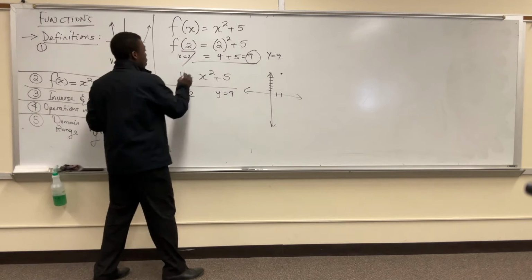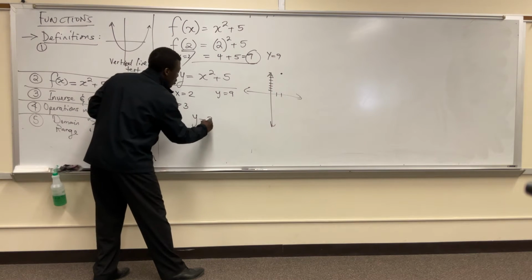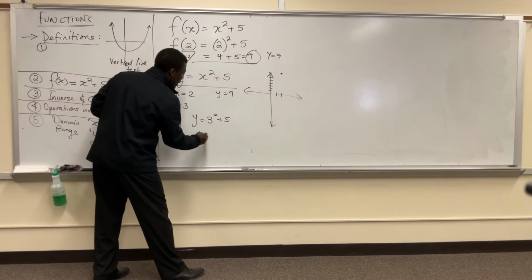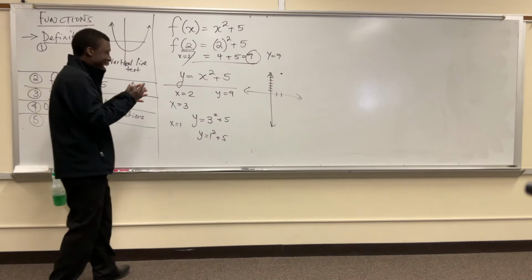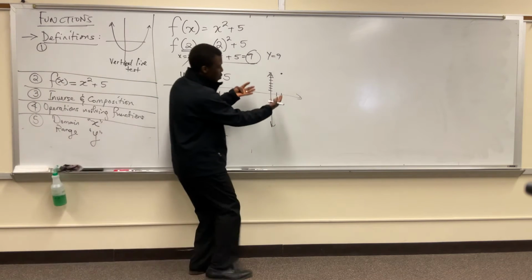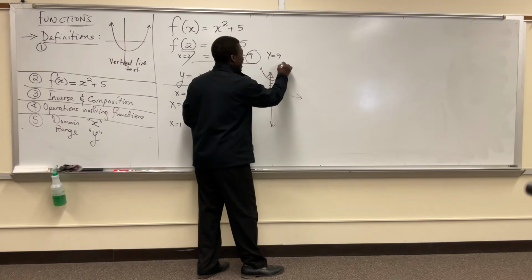And if I said, well, what about when x is 3? So then you put in y is equal to 3 squared plus 5. What about when x is 1? You put in y is equal to 1 squared plus 5, and so on and so forth. So that's the idea, is that you have an input value and an output value, and then you transfer it to a graph, and believe it or not, that graph will look something like that.